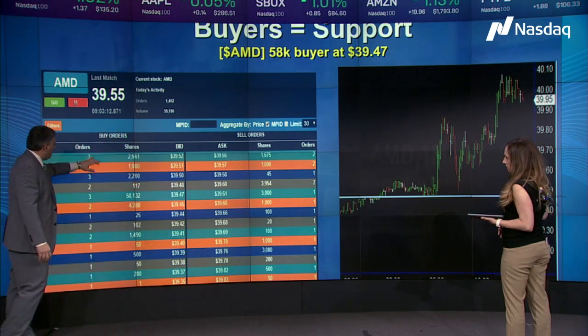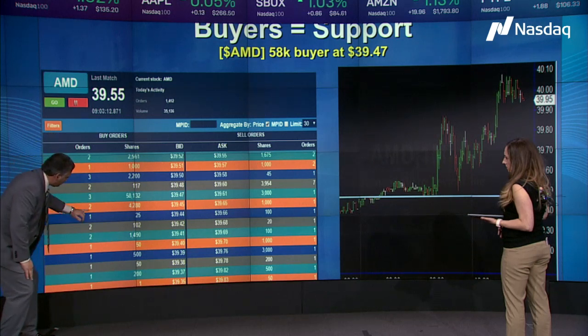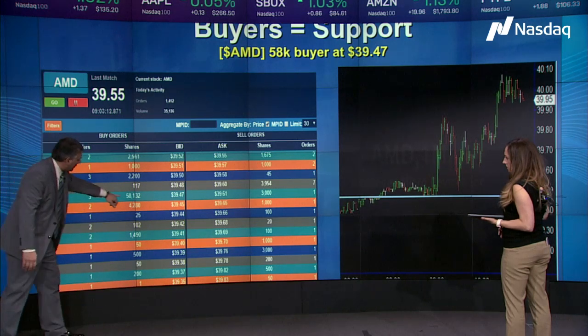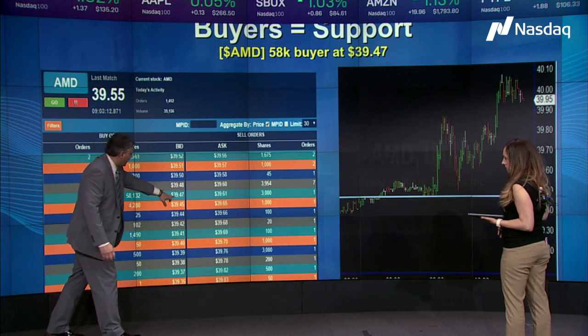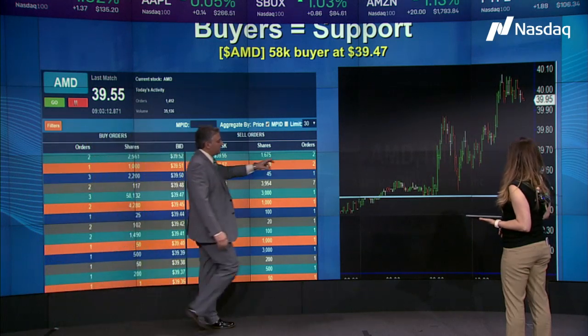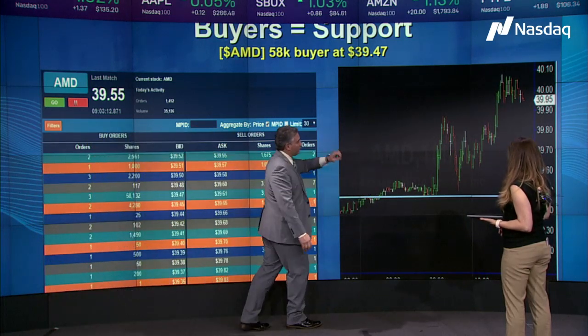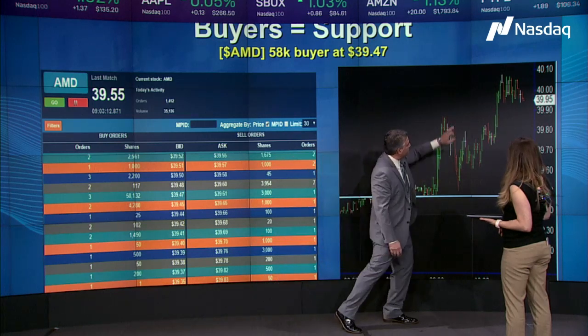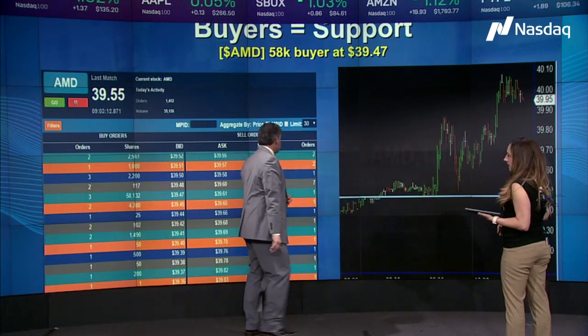If you look down here at the buyers and work your way down, then bam, you see, oh my God, there's a 50,000 share buyer at 39.47. That definitely explains why there's a support level, and that's why it goes from 39.50 all the way to 40.10. All right, let's go to the flip side, sellers, which of course is resistance, with Apple.